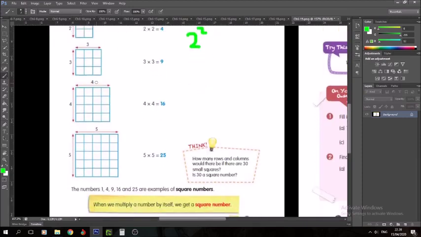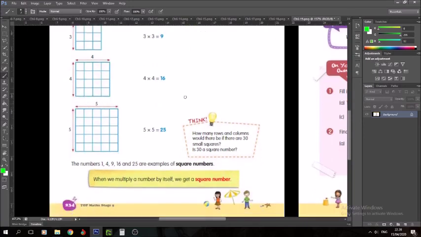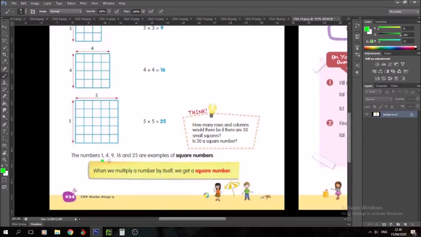So square, or the power of 2, is multiplying this number with itself. So if you have 4, 4 square, 4 times 4. You have 5, 5 square, 5 times 5. So the numbers 1, 4, 9, 16, and 25 are square numbers. Remember, when you multiply a number by itself, you get a square number.